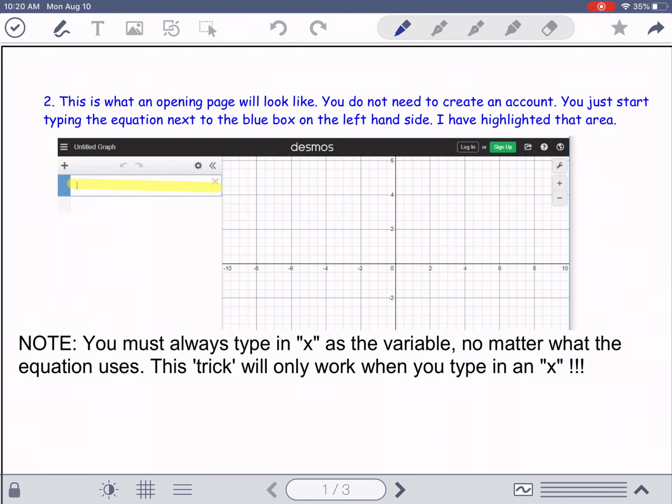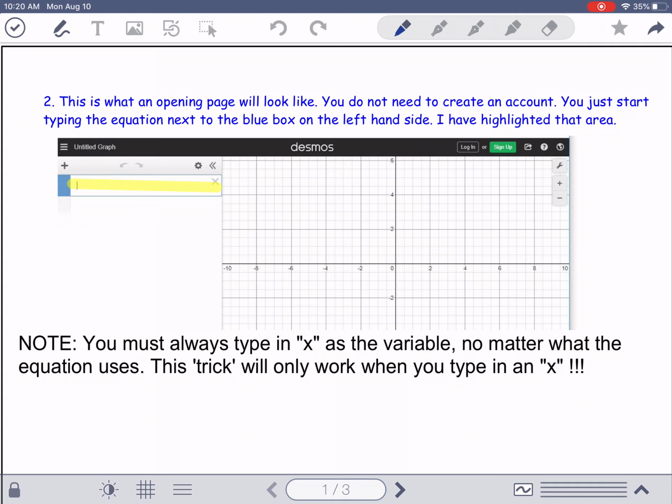You don't need to create an account. You don't need to log in. You just want to start typing your equation next to the blue box on the left-hand side. I've got that area highlighted. Pay close attention to what you're typing. Make sure it's exactly like the problem on your page. Most of your mistakes will be because you've typed in the problem incorrectly.